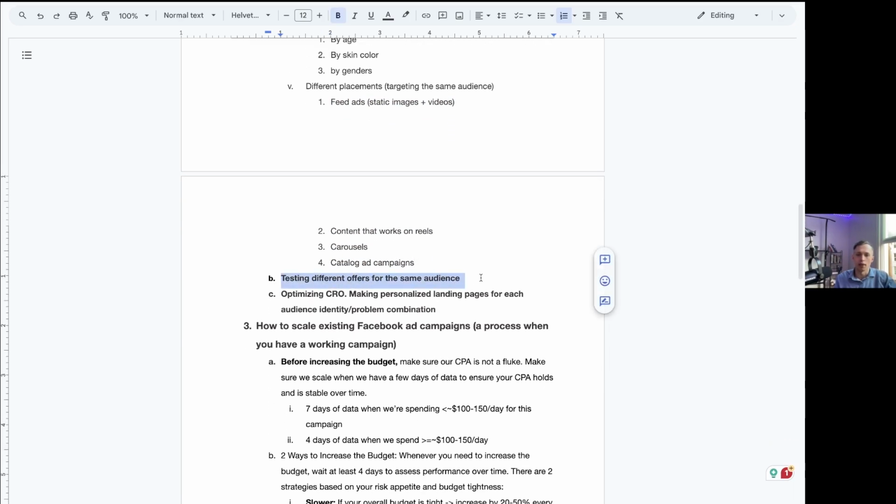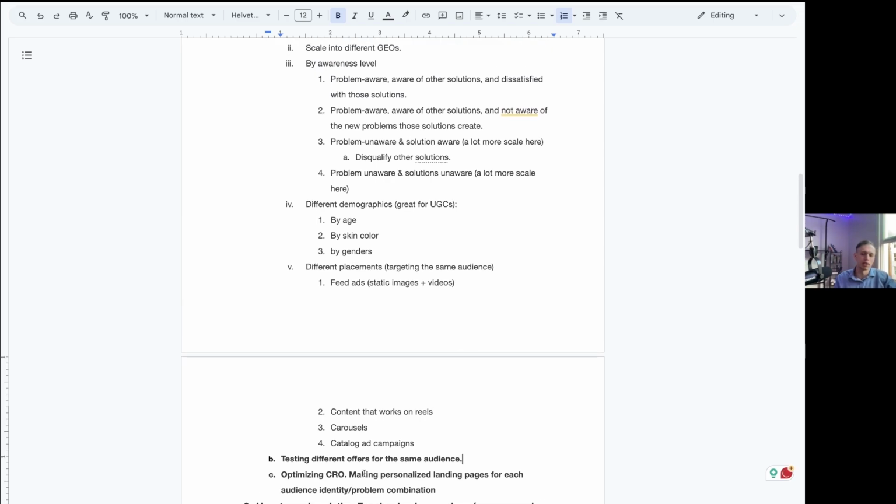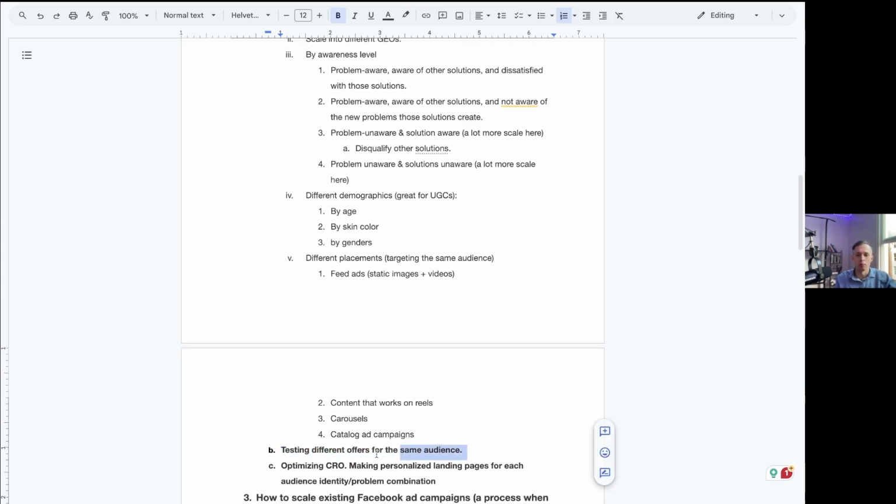And this one is very, very important. This is testing different offers for the same audience. This is kind of part of the CRO, but essentially, let's say you have one product, like some supplement, and you bundle it all together and sell three bottles of supplements at once. You're gonna increase your average order value, and you can allow yourself to pay more to acquire each customer on average, and you can increase your ad spend. So this one is extremely important.